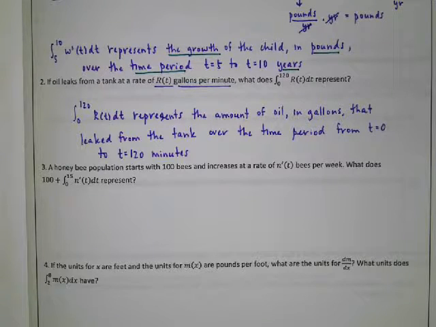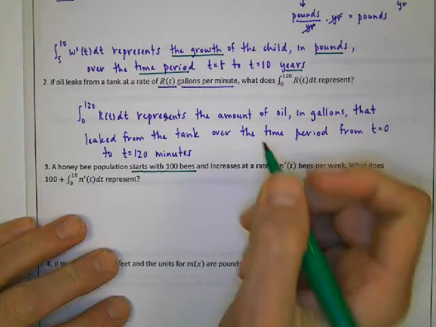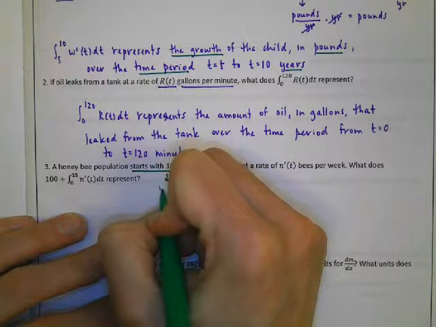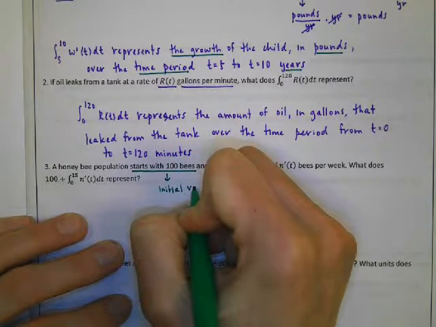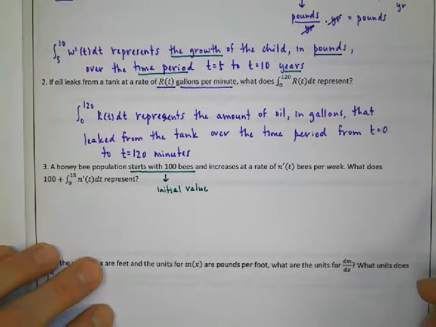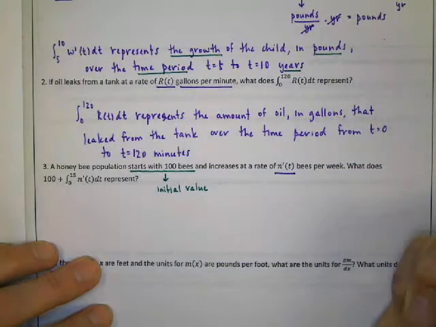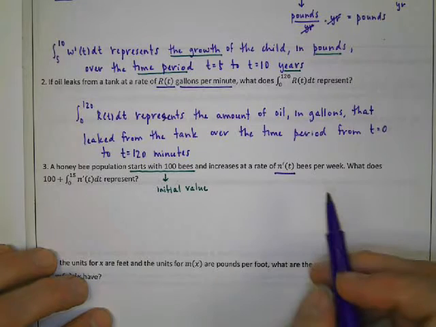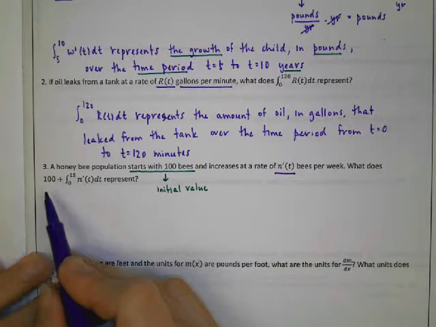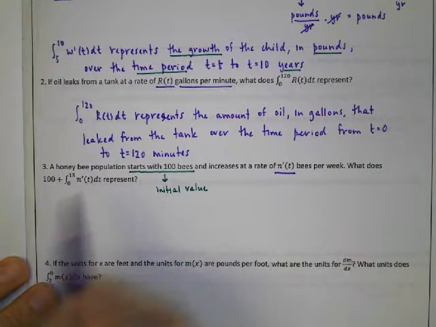Now for number 3, we've added something a little bit new here. We have a honeybee population that starts with 100 bees. So we have some initial value here, which we haven't really seen in the other problems. It starts with 100 bees and then increases at a rate of n prime of t bees per week. So there's that rate function. So what does 100 plus the integral from 0 to 15 of n prime of t dt represent?